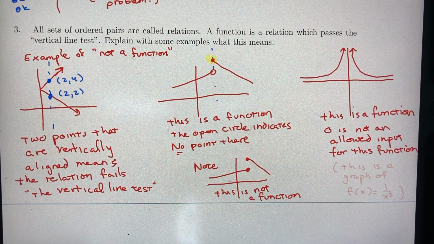So just so you'll know. And just for your information, this is a graph of 1 over x squared. And you can't divide by 0, which is why the 0 is not allowed.